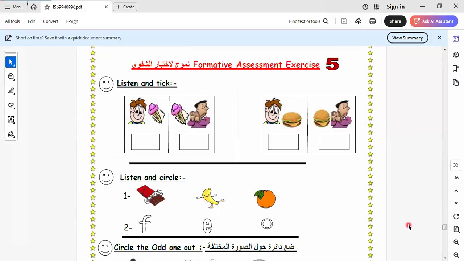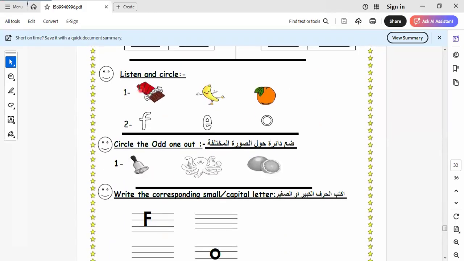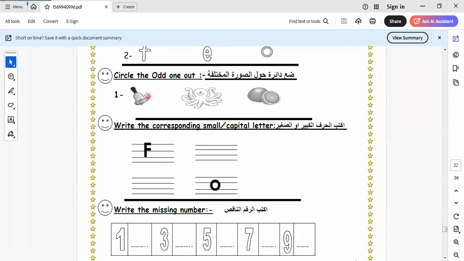And this is the last one today. Okay. Here we say, I like ice cream or I don't like ice cream. I like burger or I don't like burger. Here we say, listen and circle. Chocolate, which one? This one. I'm listening. Letter O, this one. Let's go to another one.